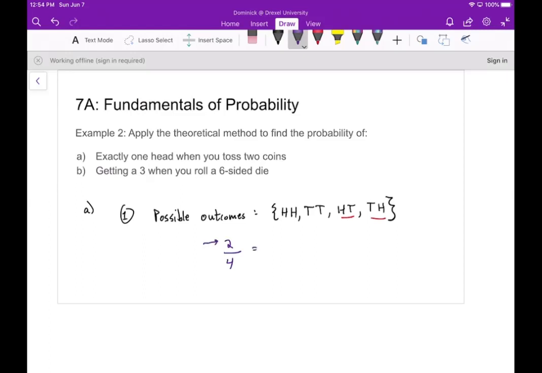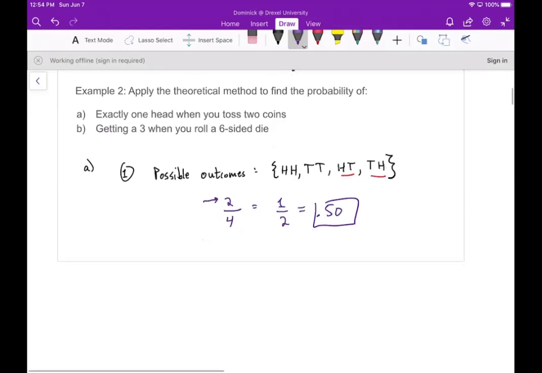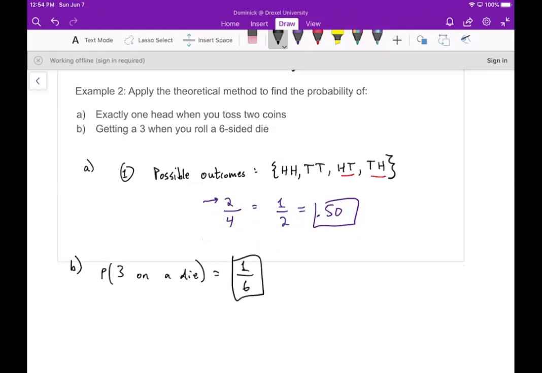So it looks like we have a 1 out of 2, or 50%, chance of getting exactly 1 head when you toss 2 coins. Not at least, exactly 1, sorry, because we didn't want the 2 heads case. Now, part B, what's the probability of getting a 3 when you roll a 6-sided die? Well, there's one way you can get a 3, and there's 6 possible options, so it's a 1/6 probability.